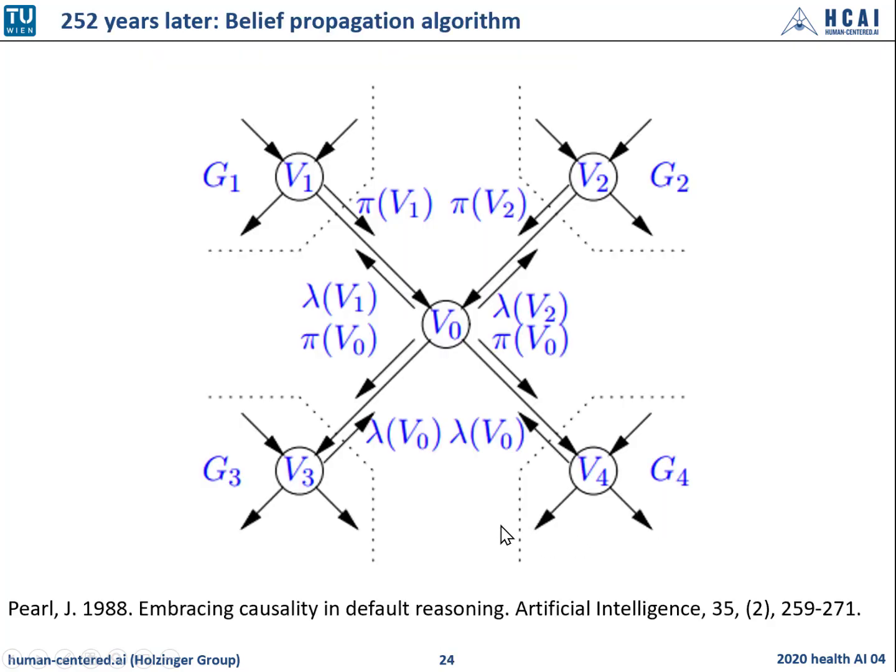So 252 years later, with the belief propagation algorithm, Judea Pearl married graph theory with probability theory for causality research, which we will deal with later on. Just as a rehearsal for you, belief propagation, or sum-product message passing, is an algorithm for performing inference on graphical models, such as Bayesian networks and Markov random fields, which we will discuss in a few minutes. It calculates the marginal distribution for each unobserved node, conditional on any observed nodes.